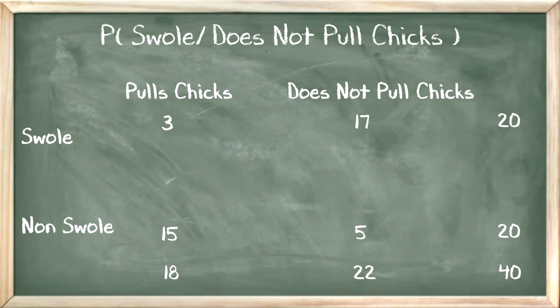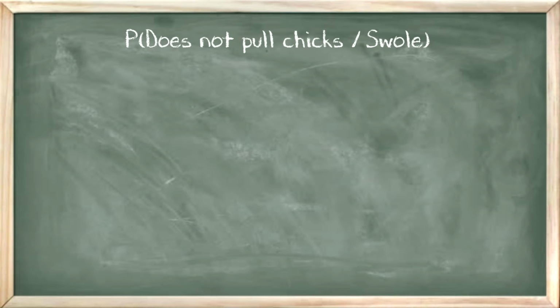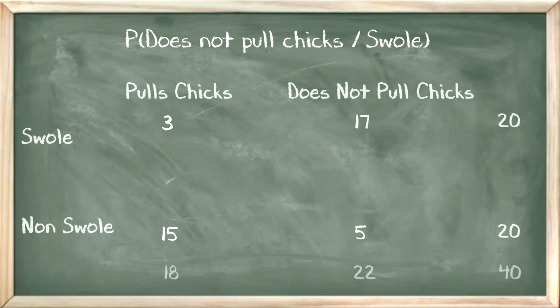17 out of 22. Now let's try the opposite example, which is: what is the probability that the selection does not pull chicks given that they are swole? Now, since we are given that the selection is swole, we look at the swole total, which is 20, and the corresponding does not pull chicks number, which is 17, making the fraction 17 out of 20.